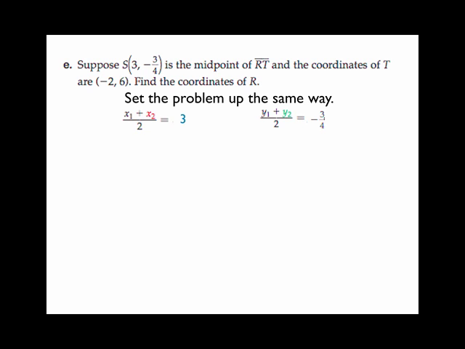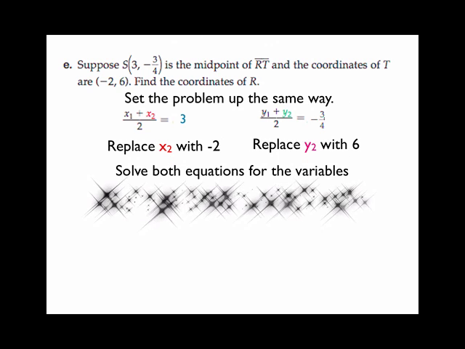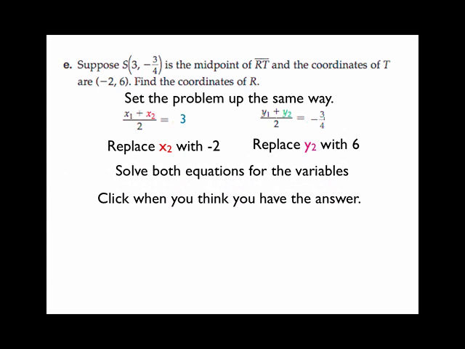All right, we have our last example here, where S is (3, -3/4). That's the midpoint. We know one endpoint T is (-2, 6). Find the coordinates of R. We're going to set the problem up exactly the same way. Replace our x2 with negative 2. Replace our y2 with 6. Solve both equations for the variables. Go ahead and try that. Put the movie on pause for a minute. When you think you have the coordinate of R, play it again and check your answer. Did you get (8, -15/2)?